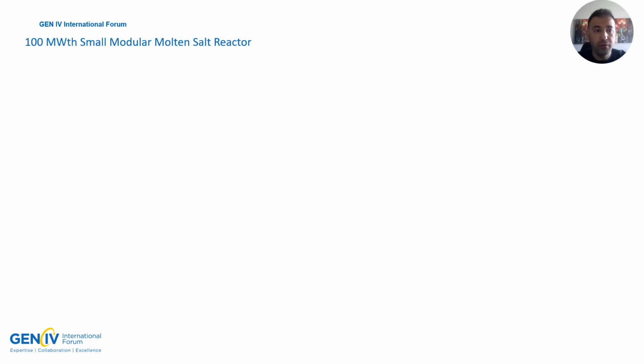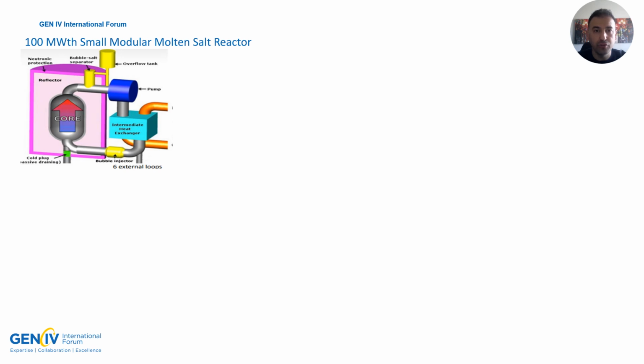So as we all know, molten salt reactors are one of the generation 4 reactors, and in my research I analyzed a 100 megawatt thermal small modular molten salt reactor. As we all know, these generation 4 reactors are equipped with passive safety systems. One of them is EDS, emergency draining system.